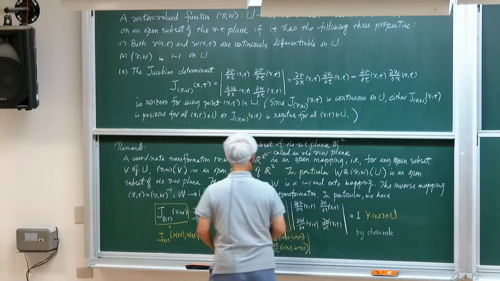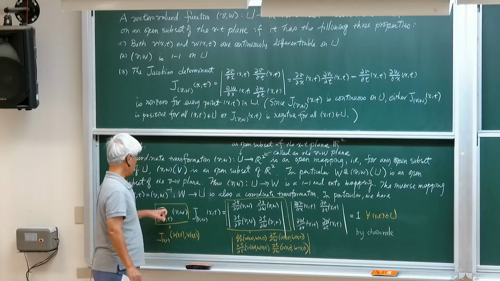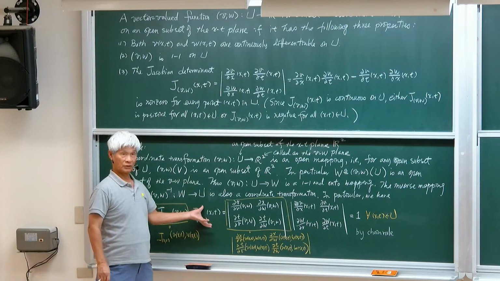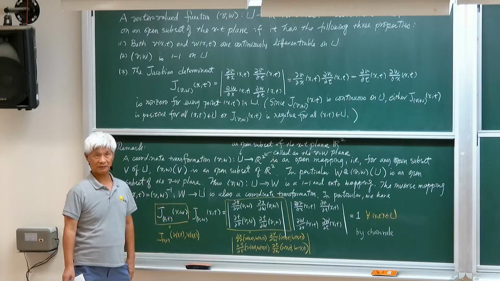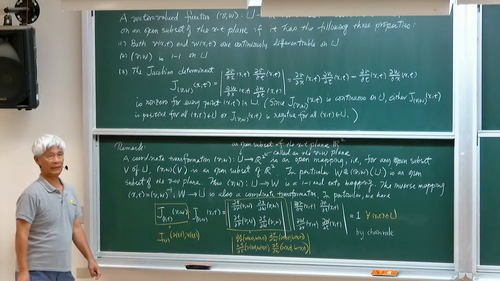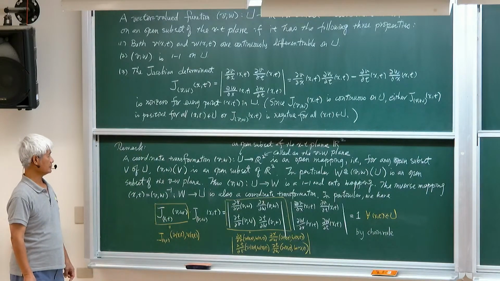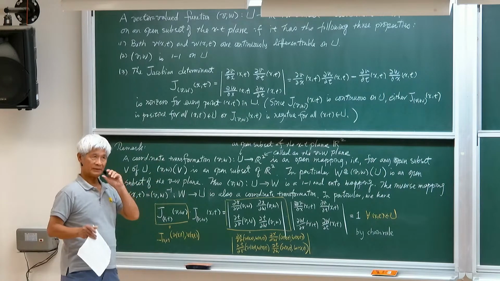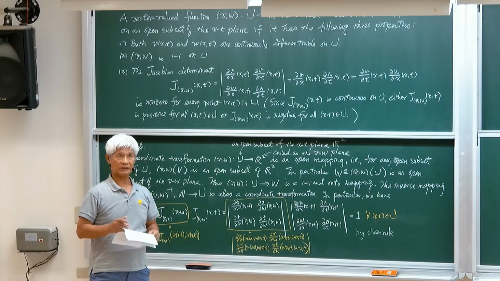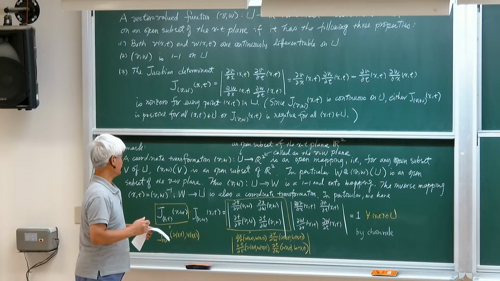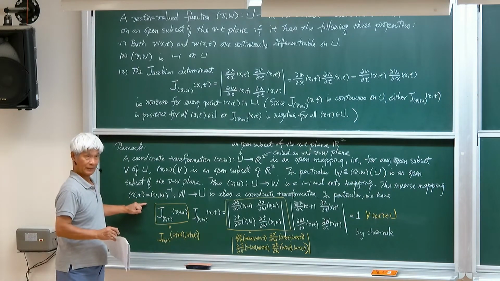Okay, so that's why the Jacobian is always non-zero, because this Jacobian times this Jacobian is equal to 1, so they are never 0. Otherwise, it cannot be equal to 1 for all points. Okay, so the inverse mapping of a coordinate transformation is also a coordinate transformation. And also it must be an open mapping too.